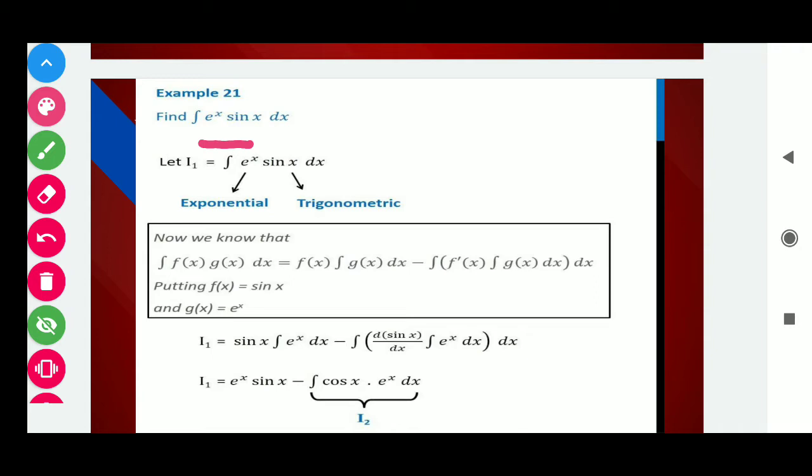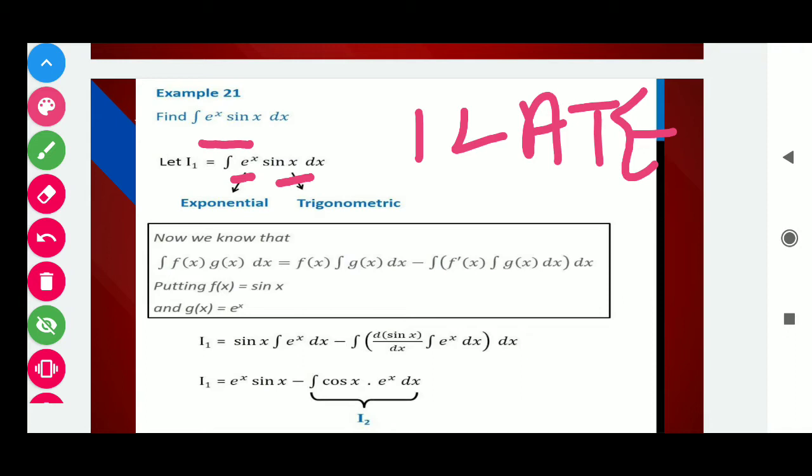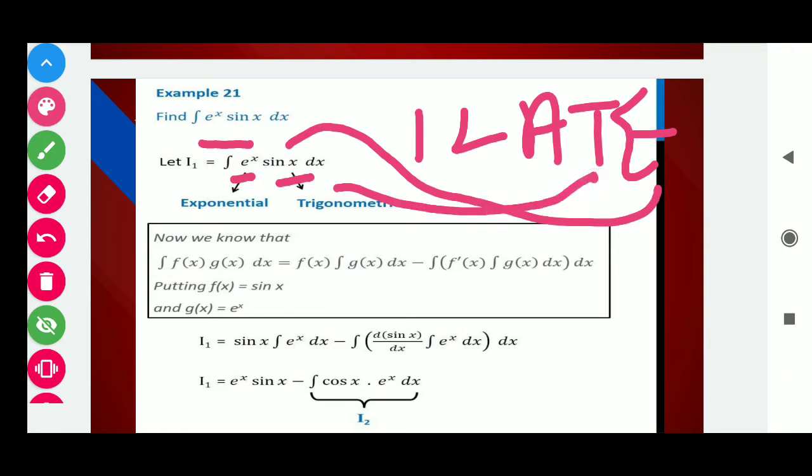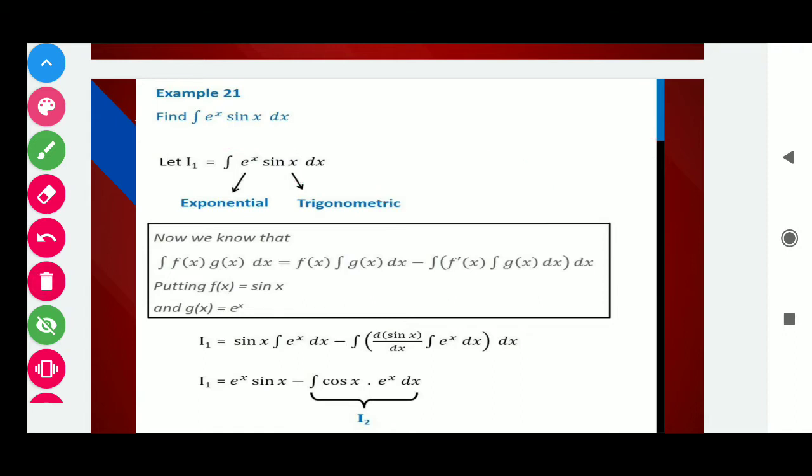Here we have two functions. First is exponential and second one is trigonometric, and that comes in the product. This is the integrand. So here students, by using ELATE, we select u and v. Here e is the exponential that comes in the last position and sin x is the trigonometric function that appears early according to ELATE. So in this way we select sin x as the first function u and exponential is the v. So sin x is u and exponential is v.